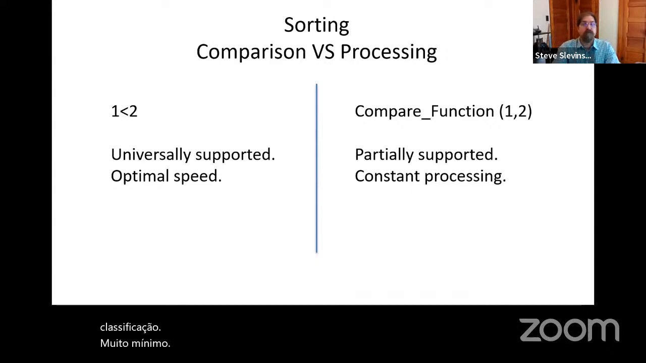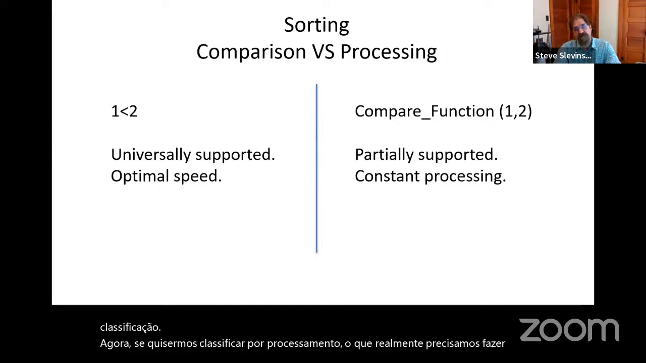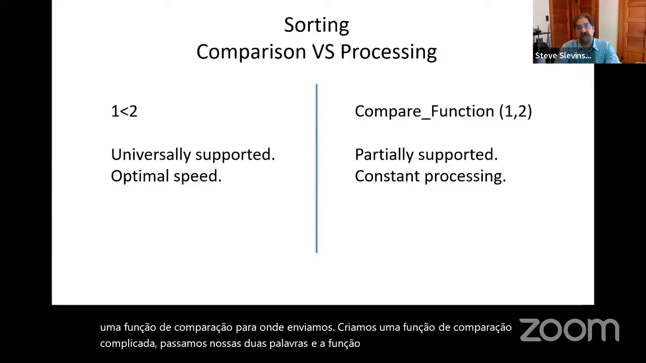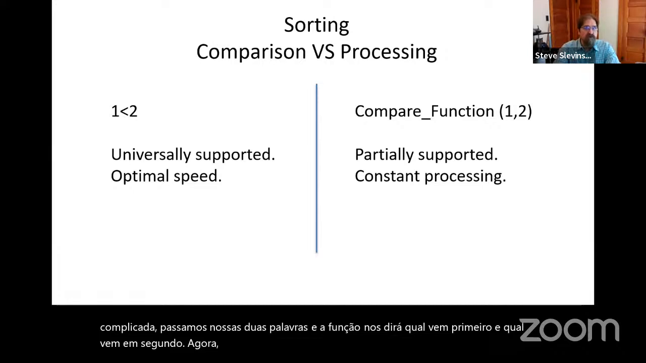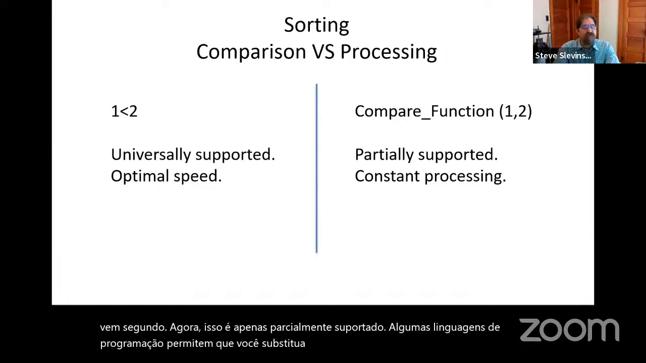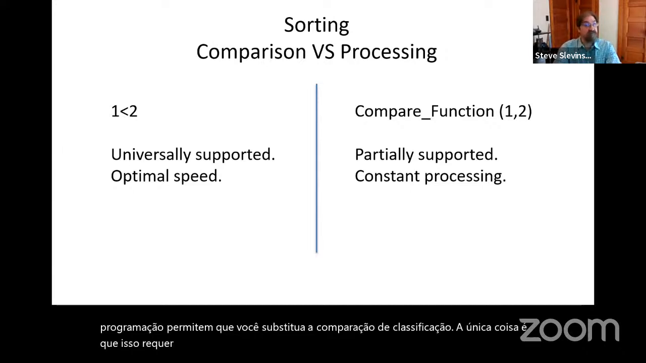Now, if we want to sort by processing, what we actually need to do is create a complicated compare function. We pass it our 2 words, and the function will tell us which one comes first and which one comes second. Now, this is only partially supported. Some programming languages allow you to override the sort comparison. The only thing is this requires constant processing, and it wastes a lot of time.